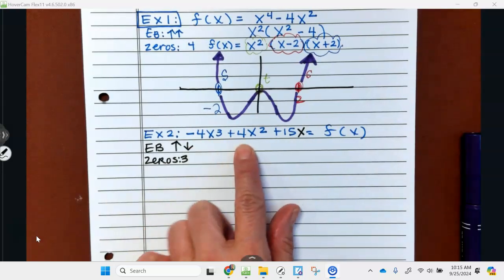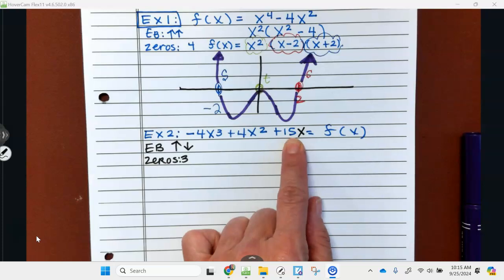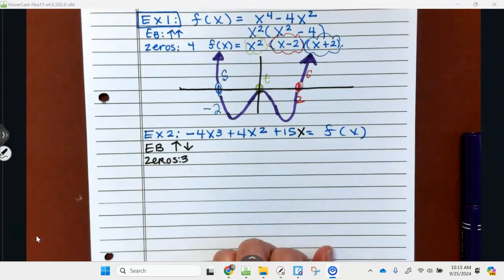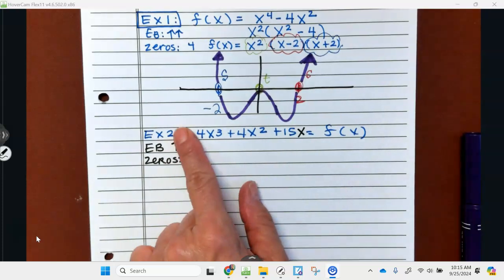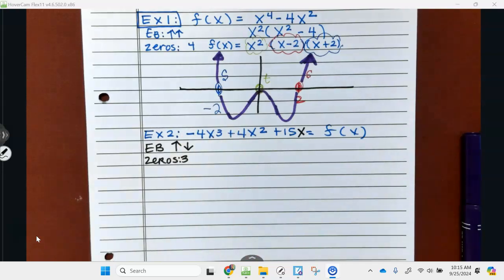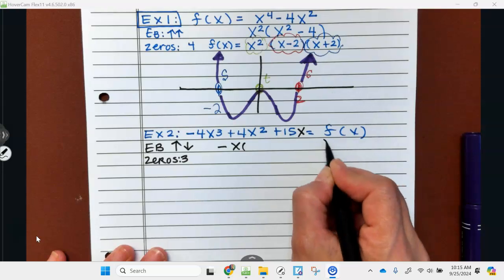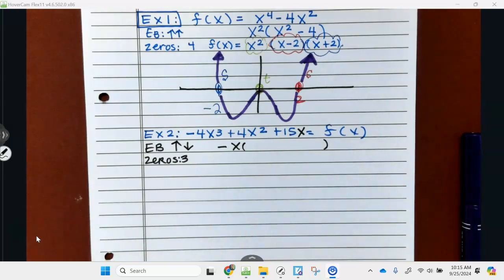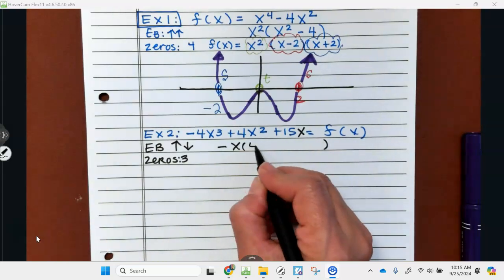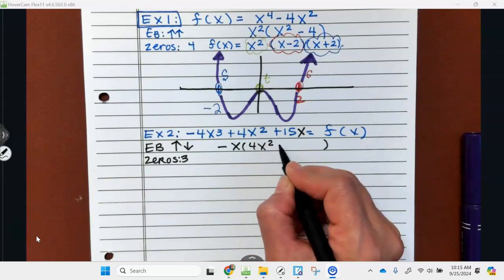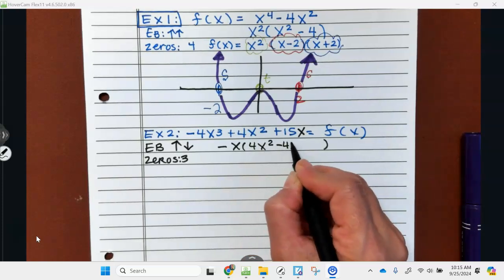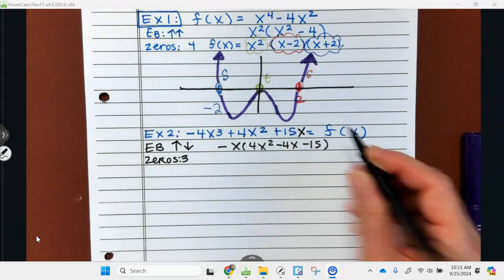-4x to the third plus 4x squared plus 15x. Yes, they all have an X. So let's factor out the negative and factor out the X that they all have. Remember, when you factor that out, the signs change. So this is going to be positive 4x squared minus 4x minus 15.